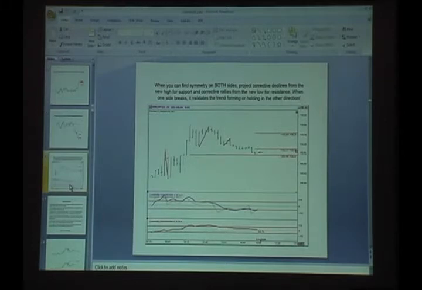Now that can be for an initial stop. That's why, what do we try to do in the chat room? If there's enough room there, we put our initial stop on the other side of the Symmetry.